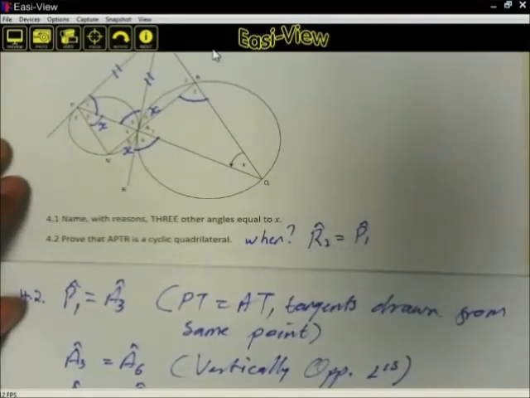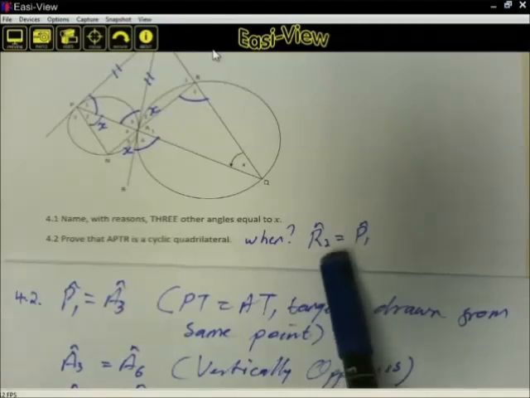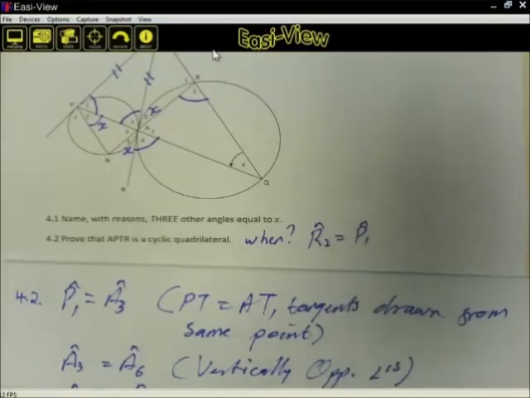Every time, if I have to take you through the problem again, 4.2, prove that APTR is a cyclic quad. Ask yourself a question: when? Once you can answer that question, when, it gives you a direction. Then you know, I am working in this particular direction. This is the objective that I want to achieve. Now, in this case, we wanted to prove that R2 is equal to P1 because we knew that if R2 and P1 can be equal, then APTR will be a cyclic quad because the exterior angle will then be equal to the interior opposite angle.